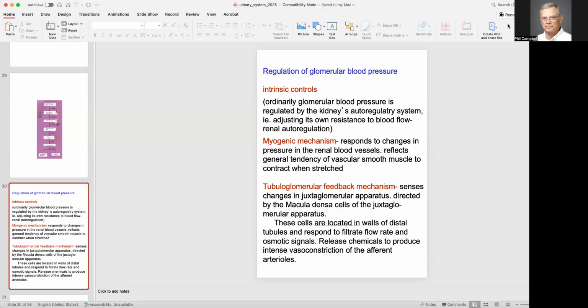Remember, here's the distal convoluted tubule. Here is the afferent and efferent arteriole. So the macula densa cells will release components that will induce vasoconstriction of the afferent arteriole. What does that do? Vasoconstriction of the afferent arteriole means it's a smaller diameter. It's now approaching the diameter of the efferent, so that's going to reduce pressure because there's not a size difference anymore. All right? And these are both intrinsic because everything's happening in the kidney.